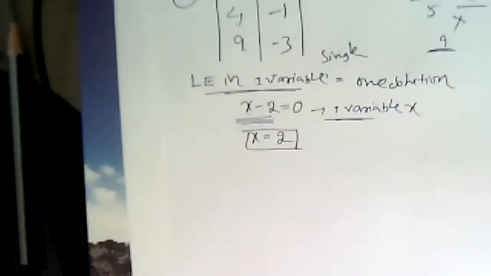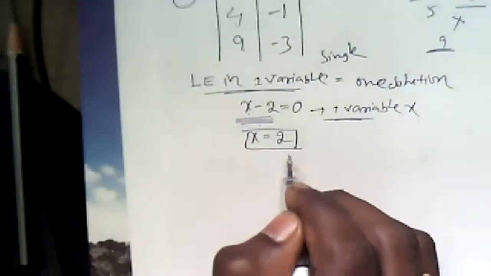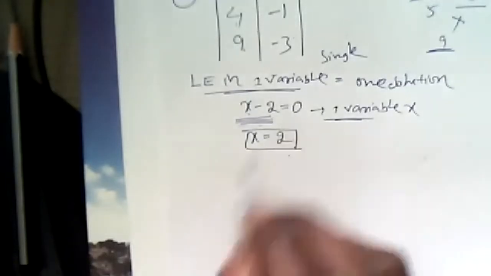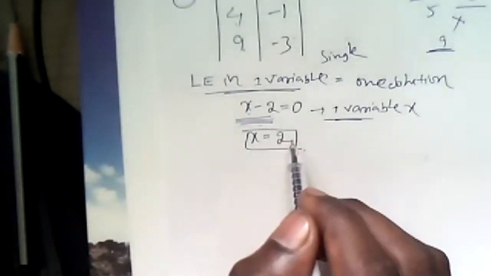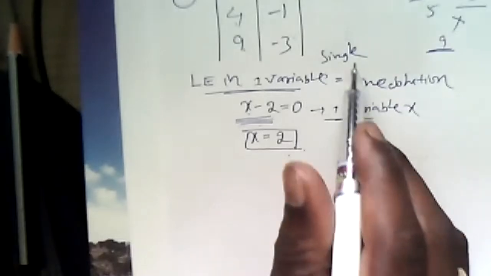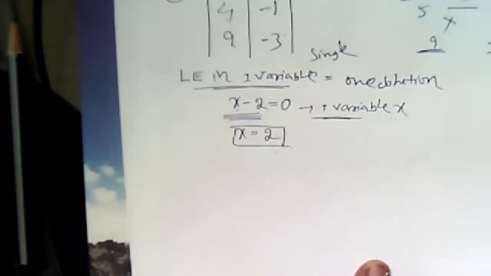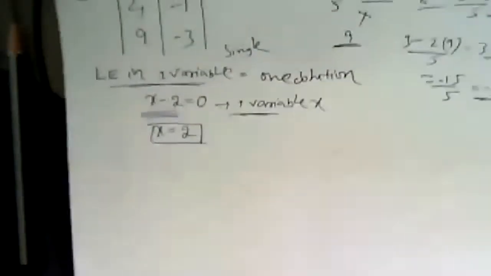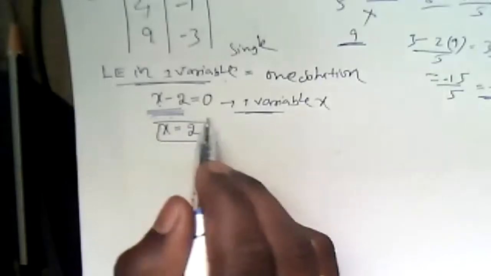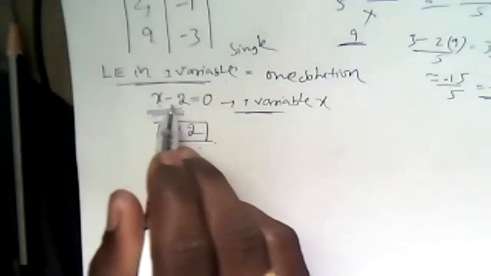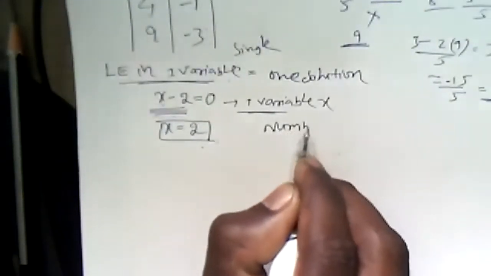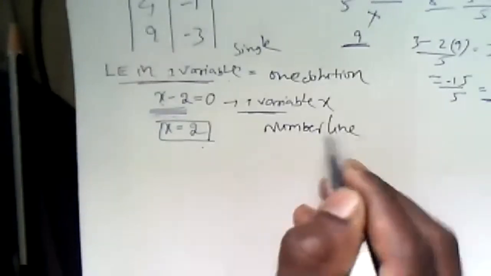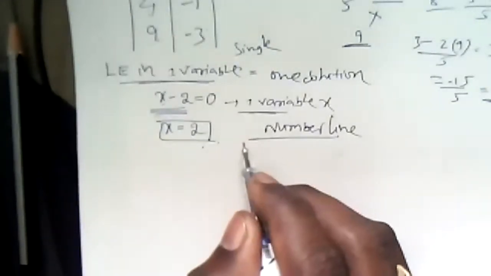Clear? x is equal to 2 is the solution for this equation. It has a unique, single solution. Now I want to show this solution on the number line. Number line, you know? Yes, sir.